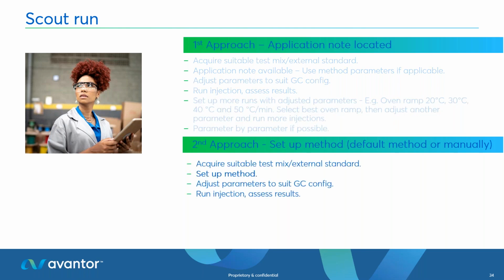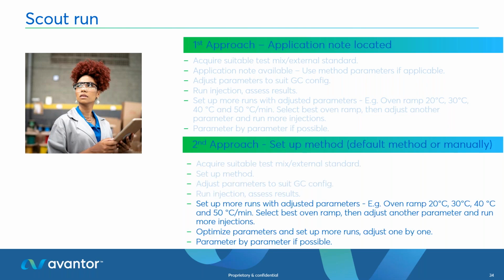Same goes again when you are starting from scratch. Maybe you're just using a default method from the software and you're not really sure of where you should be starting. So set up the method, adjust the parameters as needed, make sure you're not going to be overloading the column, so just have a look at the column capacity, run an injection, and again, change parameters one by one, because if you do it all at once, then you're going to lose track of which parameter you changed when. So just try and at least document it if you're going to change a few at the same time.